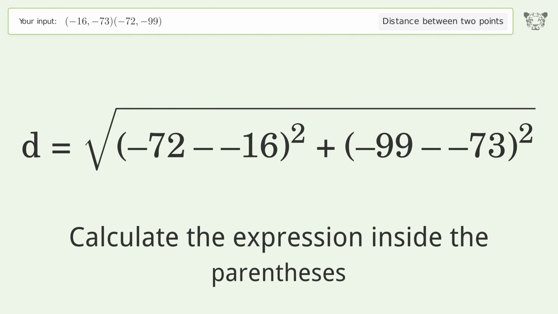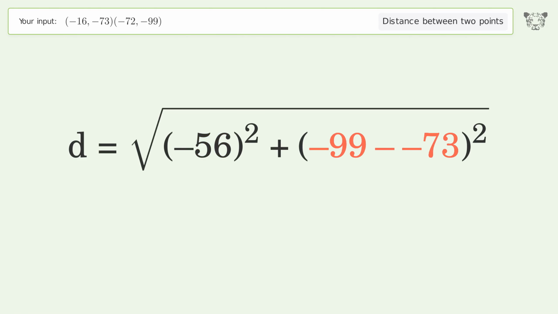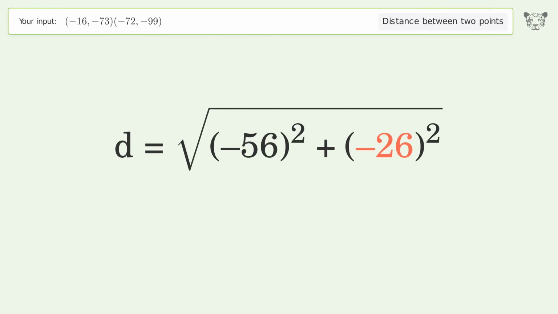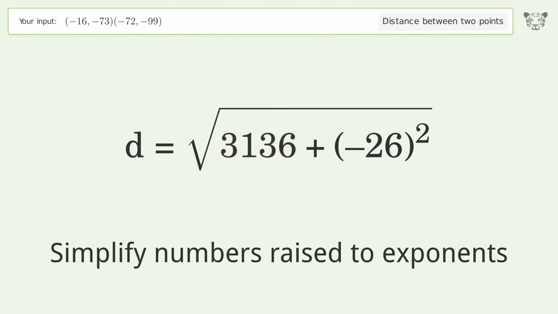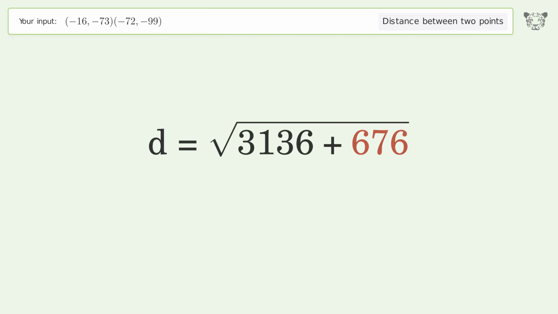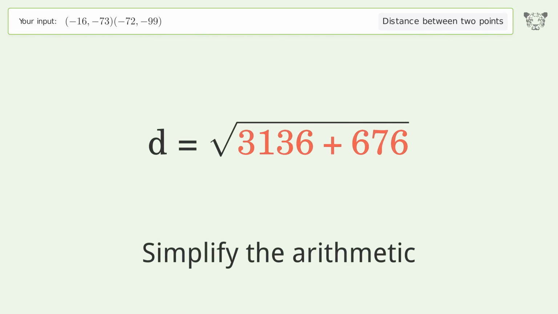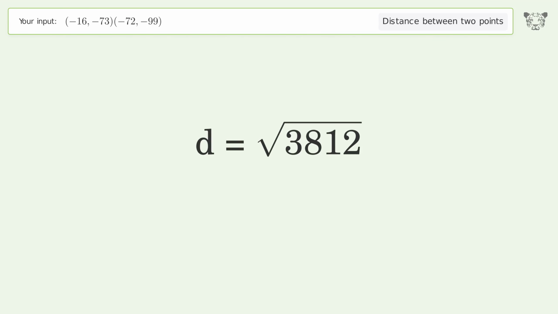Calculate the expression inside the parentheses. Simplify numbers raised to exponents. Simplify the arithmetic. And so the distance between the 2 points is the square root of 3,812 or 61.741.